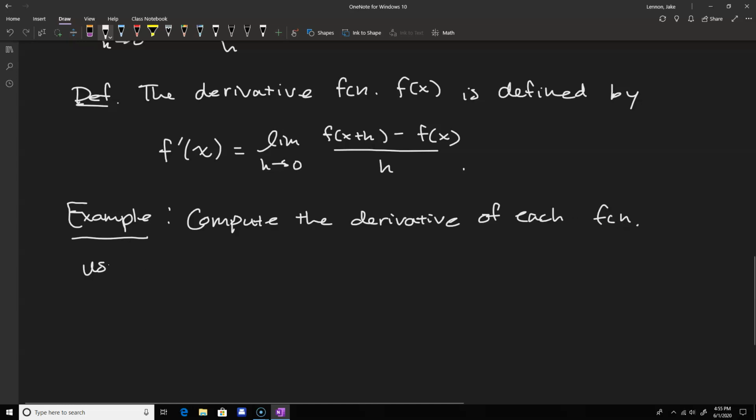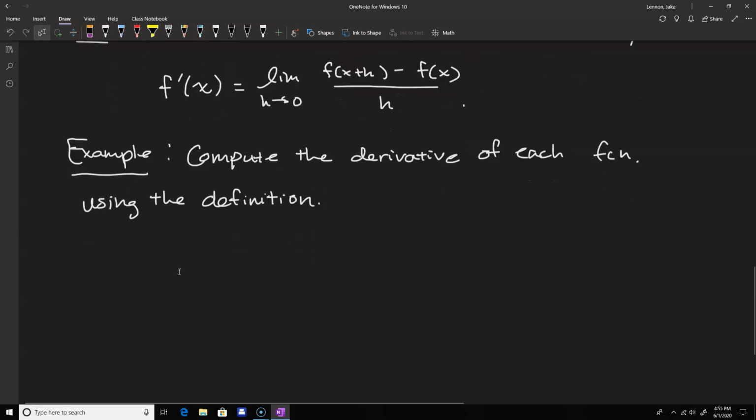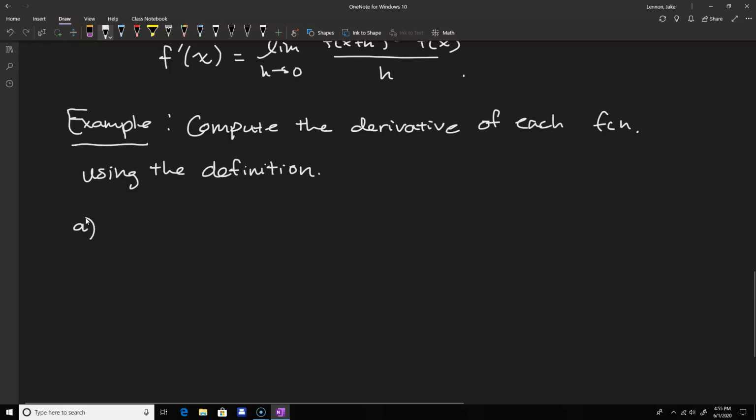Using the definition. So the first one we'll look at is just the parabola with vertex 0, 0, f of x equals x squared. So pretty straightforward. We're just going to apply the limit.